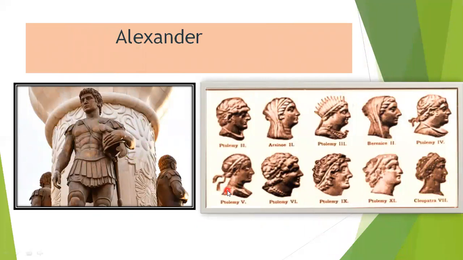Next, after that, Alexander came to rule. Who is Alexander? About 2,300 years ago, Alexander, the great conqueror of Egypt, appointed his military general, Ptolemy, as a representative. He appointed Ptolemy as a military general.